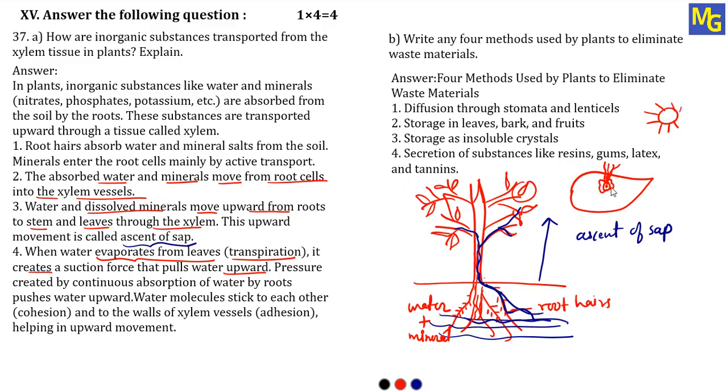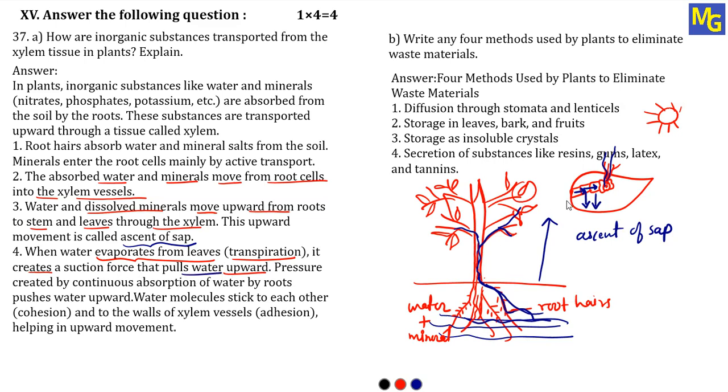Due to the sunlight, the water from this hole, that is called the stomatal pore, will all get evaporated. And due to this evaporation of water, the water present in the neighboring cell, so imagine these are the neighboring cells, will decrease. So this cell will pull the water from its neighboring cell. Then the water present in the next neighboring cell will decrease. Then this cell will pull the water from the next neighboring cell. And like this, the suction force will be created, which will help to pull the water upward.